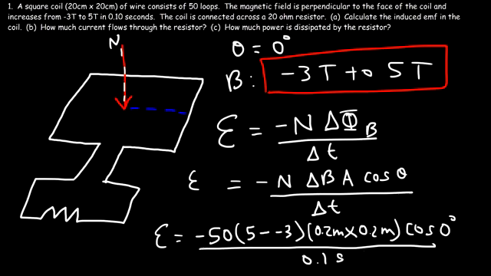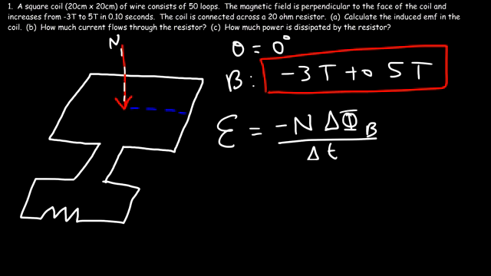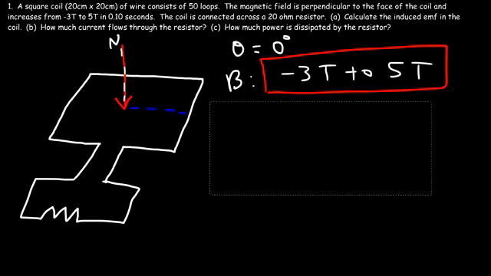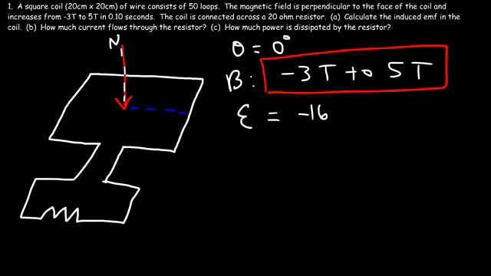So 5 minus -3, that's the same as 5 plus 3, that's 8. So it's -50 times 8 times 0.2 times another 0.2 times cosine 0, which doesn't change anything, divided by 0.1. So in this example, the induced EMF is negative 160 volts. Now for this video, I'm not going to worry about the negative sign.